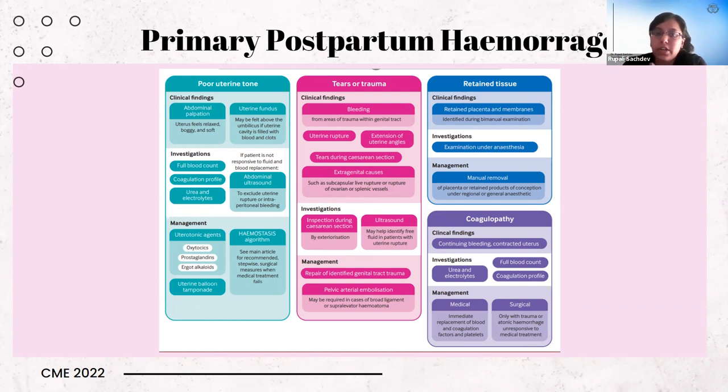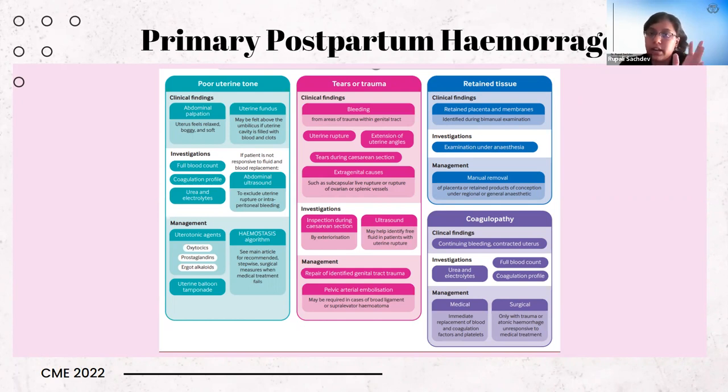Then how do you manage the patient? If the uterus is atonic, you have to increase the tone. So you give uterotonic agents. You will give oxytocin, prostaglandins, and ergot alkaloids. You can also do something called balloon tamponade. There is a specific catheter that we use for tamponading, and if that is not available, you can do that with a normal catheter as well.